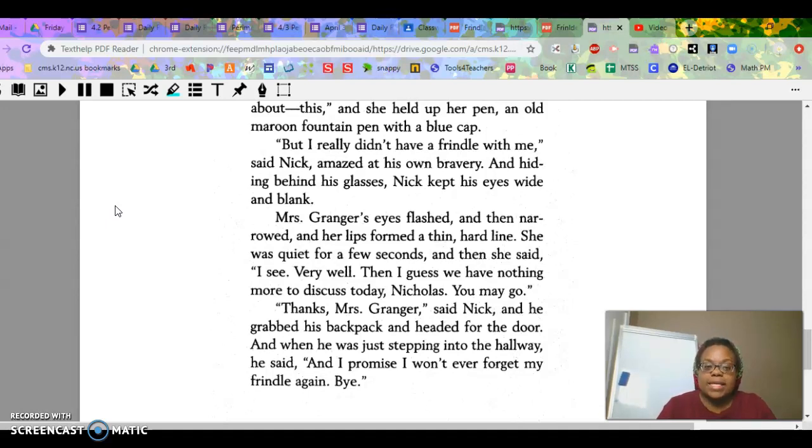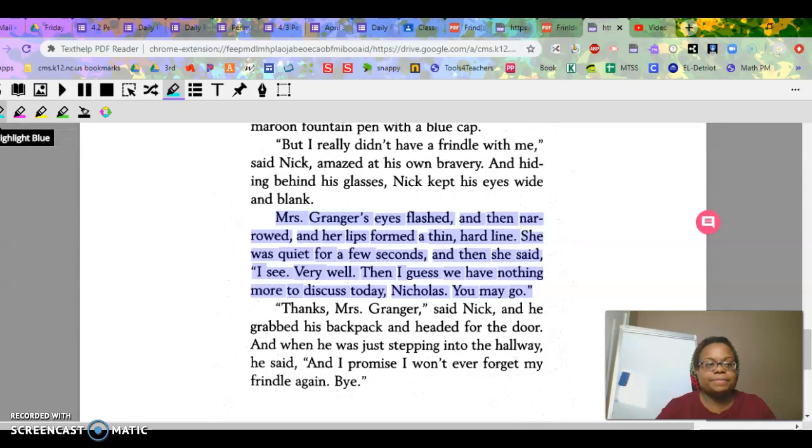She was quiet for a few seconds, and then she said, I see. Very well. Then I guess we have nothing more to discuss today, Nicholas. You may go. Thanks, Mrs. Granger, said Nick, and he grabbed his backpack and headed for the door. And when he was just stepping into the hall, he said, and I promise I won't ever forget my Frindle again. Bye. So my focus is on Mrs. Granger and how she is reacting to Nicholas. So I'm going to choose this paragraph right here to go ahead and do my highlighting.